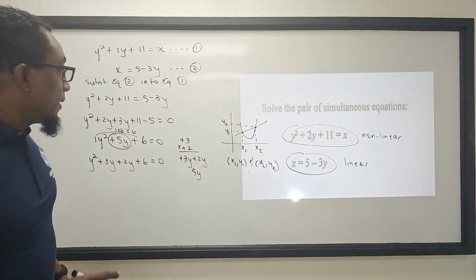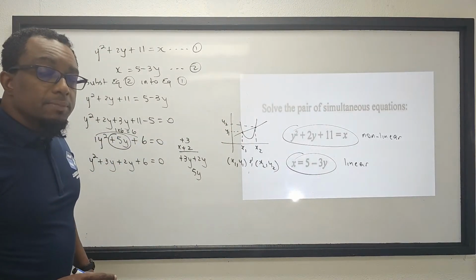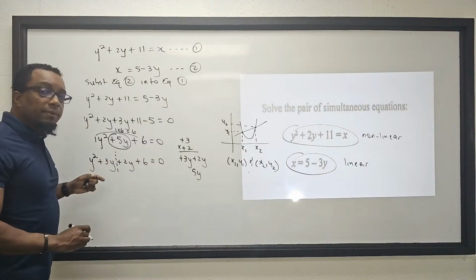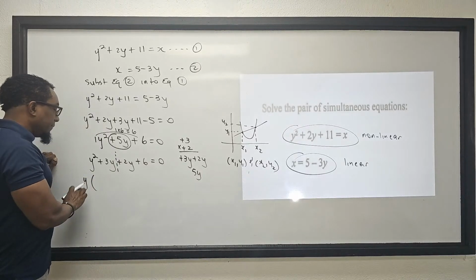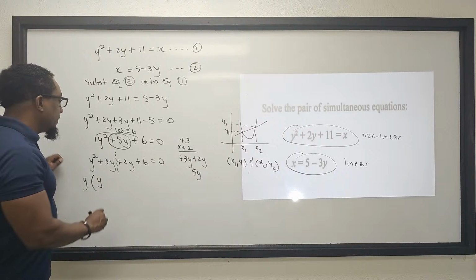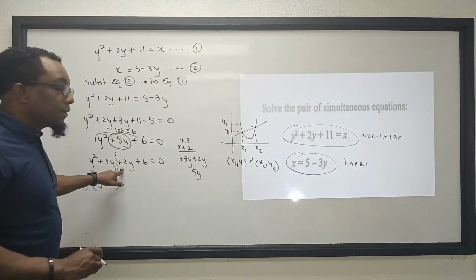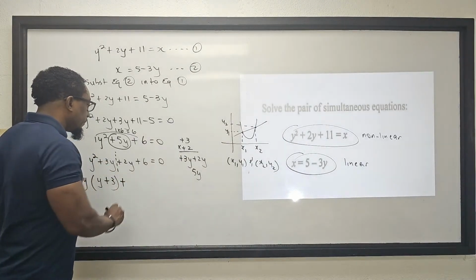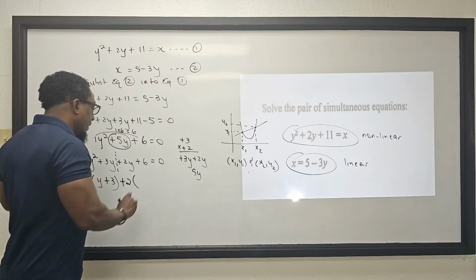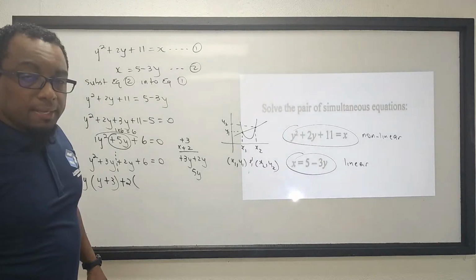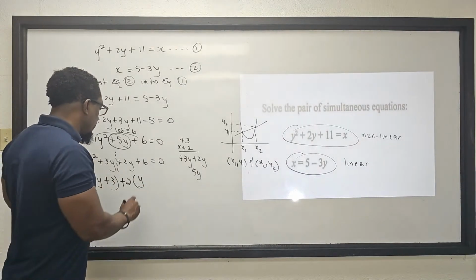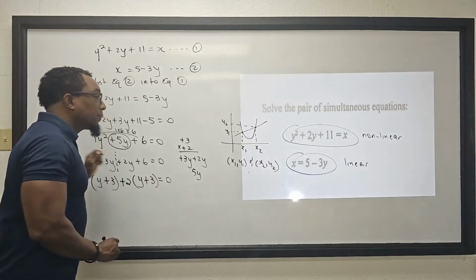So I'm going to split my 4 terms on the left into 2 pairs. And let me factorize the first pair. I'm going to take out y. I divide y into y squared to give me y. I divide y into plus 3y to give me plus 3. I bring down my positive sign. I'm going to take out what is common to the second pair, which is 2. I divide plus 2 into plus 2y to give me y. I divide plus 2 into plus 6 to give me plus 3, is equal to 0.